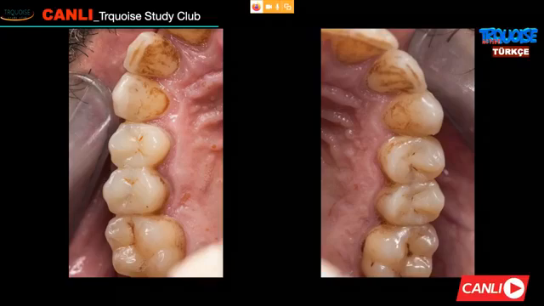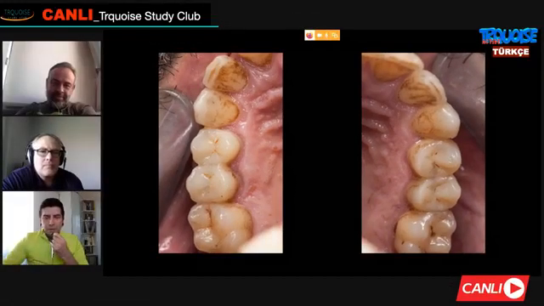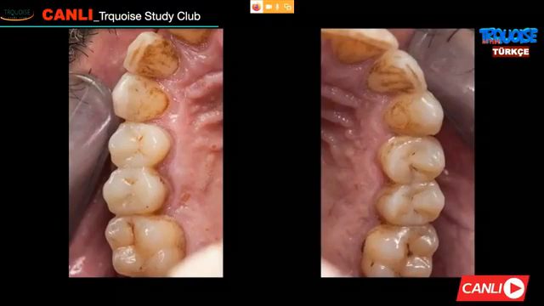This is the recall at 2 years, Arthur, which you asked for, and I'm following the case. I'm in contact with that patient, so I can assure you that it's stable up to now. You can see some heavy staining. It's not due to coffee. It's probably due to coffee, and he's a heavy smoker as well.